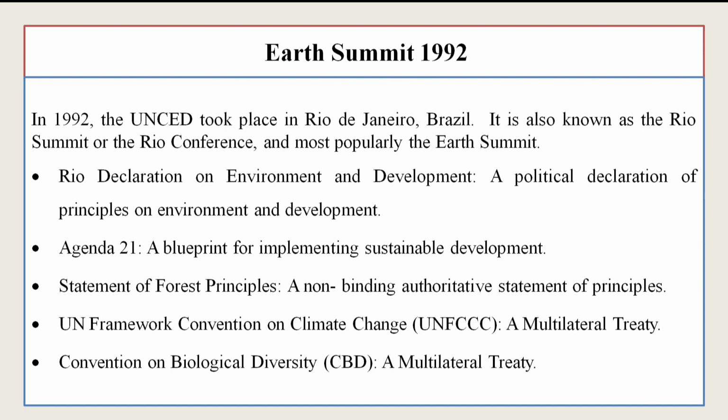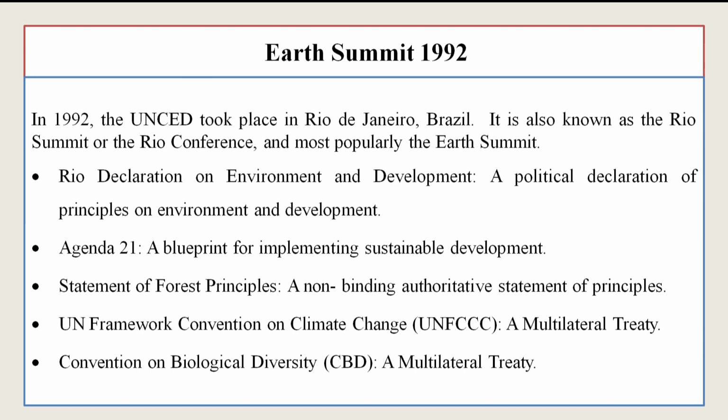Earth Summit 1992. In 1992, the United Nations Conference on Environment and Development took place in Rio de Janeiro, Brazil. It is also called the Rio Summit or Rio Conference, or most popularly the Earth Summit. Various outcomes, such as treaties, political declarations and action plans, were of great significance. The Rio Declaration on Environment and Development is a political declaration of principles on environment and development, and they also gave Agenda 21.